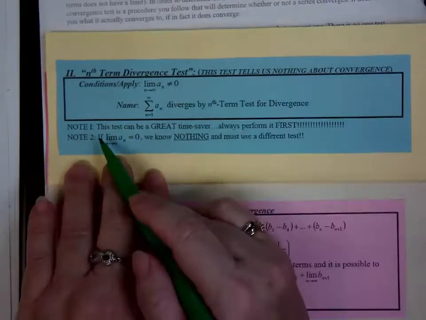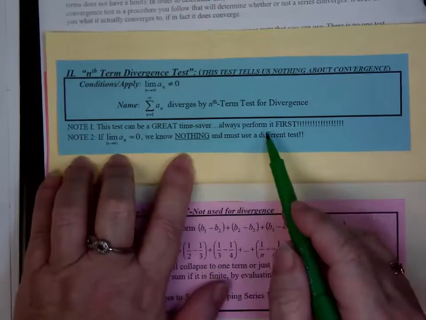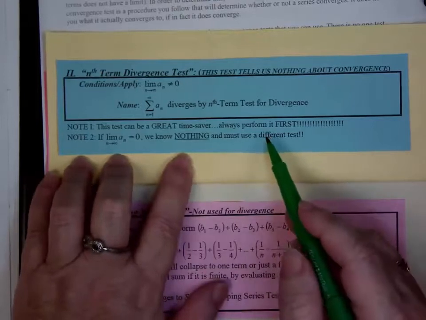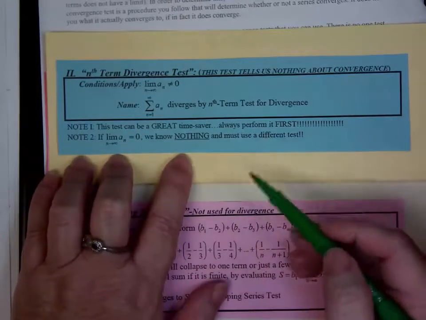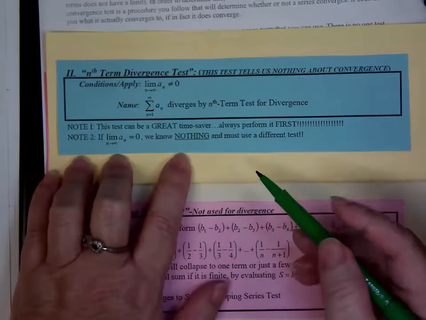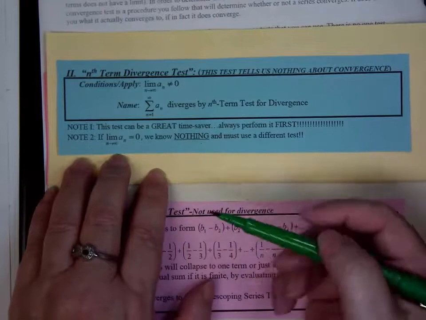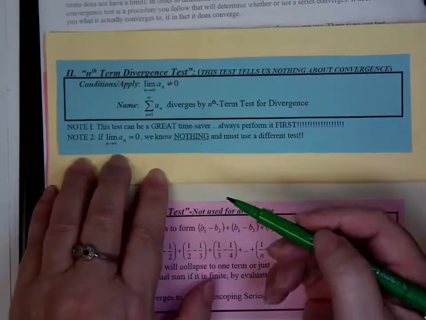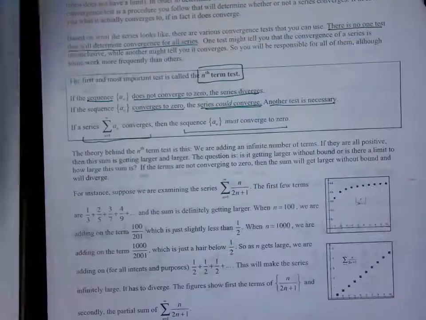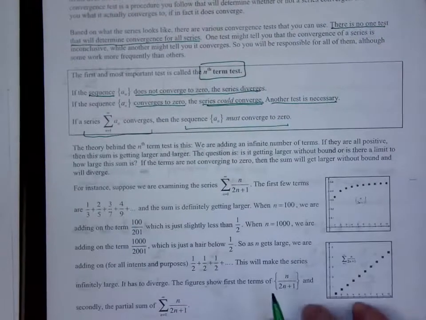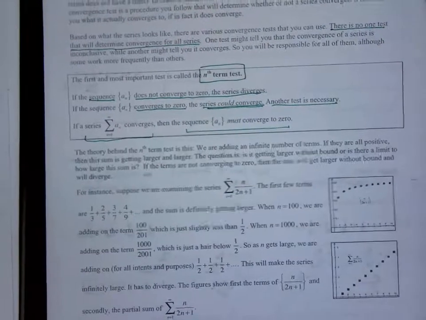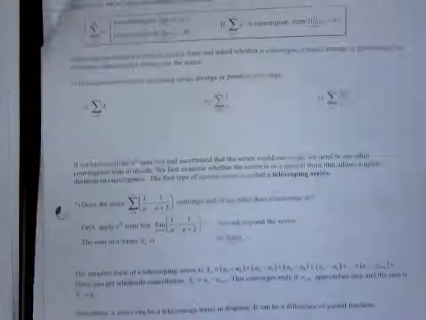First of all, it says this test is a great time saver. Always do this first. Look at the problem and see if it goes to 0. And eventually you'll be able to look at it without doing a whole lot of math and know. And second of all, if it does equal 0, we have to keep going and do a different test after that. All right? So put that aside. We're not going to go through the rest of this at the bottom. We're going to go on and do some practice problems, and you can read that later if you so choose.